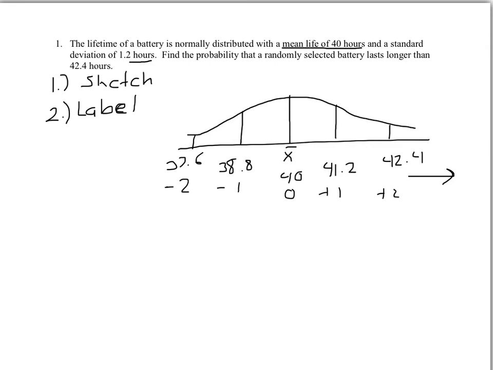So referencing the normal curve on the first page from your reference sheets, what is the percentage above 2 standard deviations? When I look at my table, I get that we have 1.7% plus 0.5% plus 0.1%. When I add those up, I get 2.3%. What that means is that 2.3% of the randomly selected batteries will last longer than 42.4 hours.